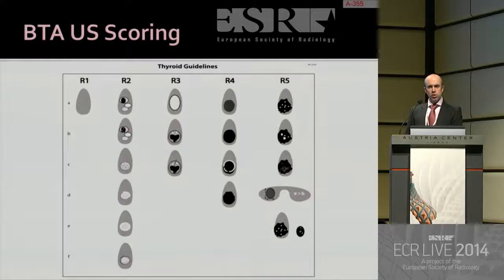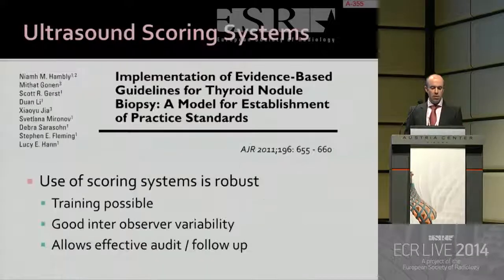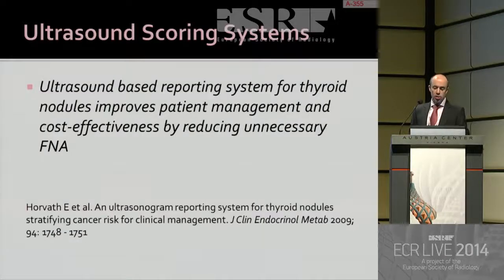Why are we moving towards this kind of system? Well, it's partly to try and reduce unnecessary FNA, but also because this allows effective training, both of our juniors, our colleagues, our sonographers. So training is possible, and scoring systems for thyroid ultrasound have shown to have good inter-observer variability, and it allows us to have effective audit and follow-up of our performance. Further papers have shown it improves patient management and cost effectiveness by reducing unnecessary FNA.